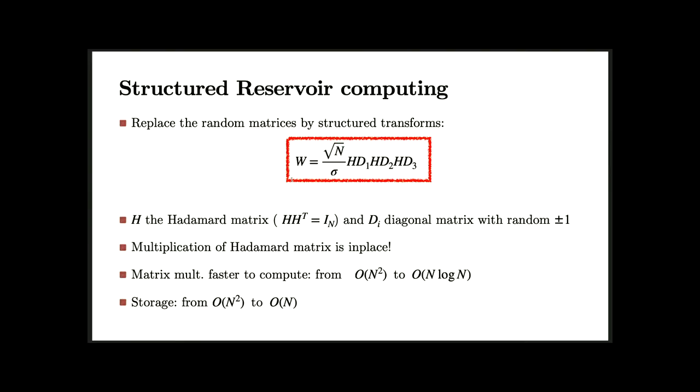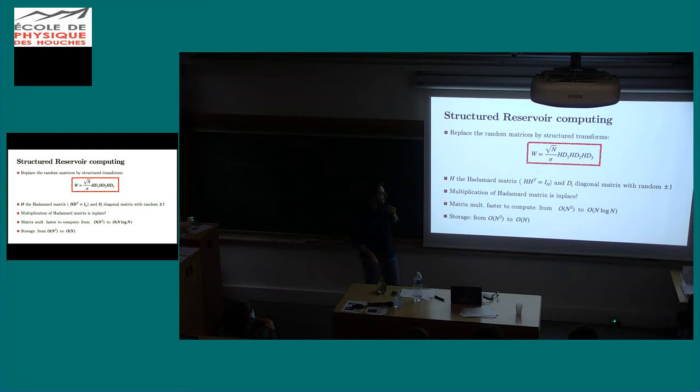Because we know that we can accelerate random features using structured transforms, we will use this for accelerating reservoir computing. So basically, you replace the random matrix in your algorithm by this transform. This is composed of the Hadamard matrix, which is an orthogonal matrix, which is very interesting because it can be computed in place, and D_i, which are diagonal random matrices with plus or minus 1. The advantage of the Hadamard matrix is that it's very fast to compute. You go from a computational complexity of n squared to n log n, and you just have to store n instead of n squared, with n the number of random features.